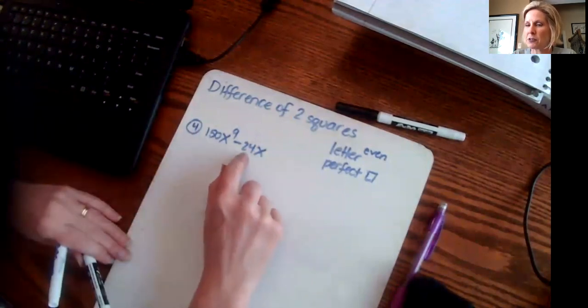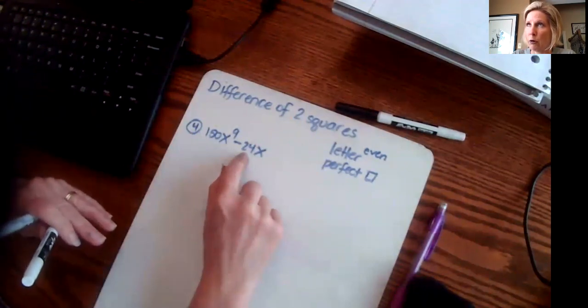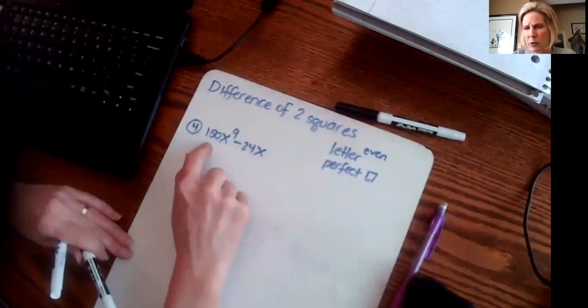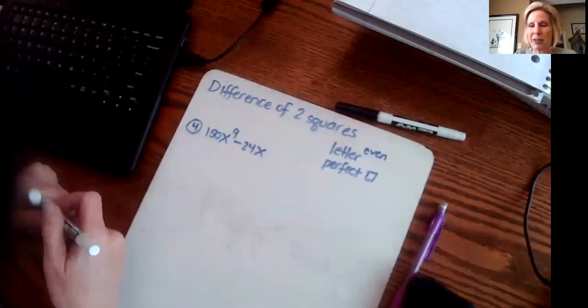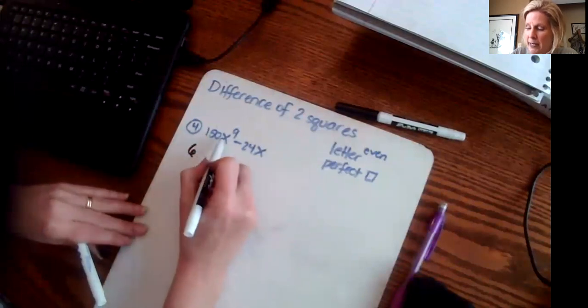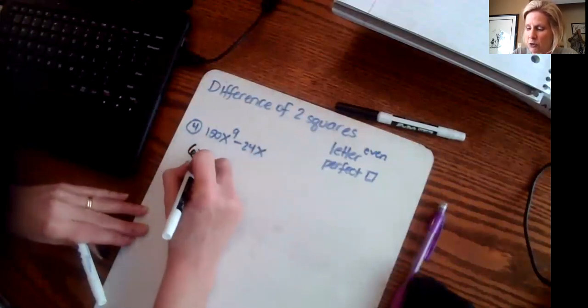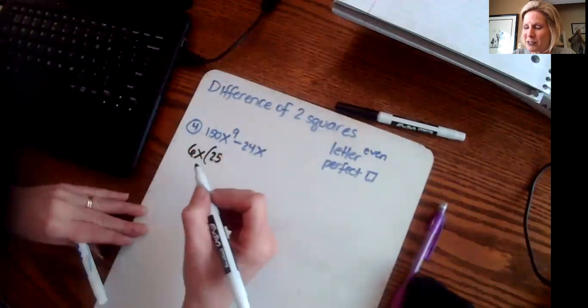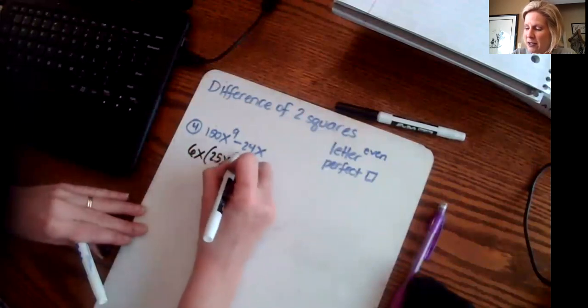What perfect square goes into 24? 4. How many times does it go in? 6. So my question is, if this is 4 times 6, is this another perfect square times 6? Well, sure enough, 6 does go into both of these. So I'm kind of going in through the back door on that GCF. And I notice with x to the 9th and x to the 1st, I better pull the x to the 1st to the front. But it's 6 times 25, which is your other perfect square, x to the 8th.